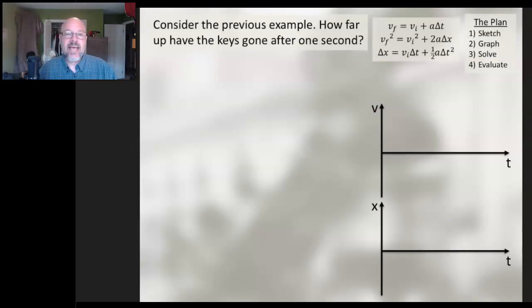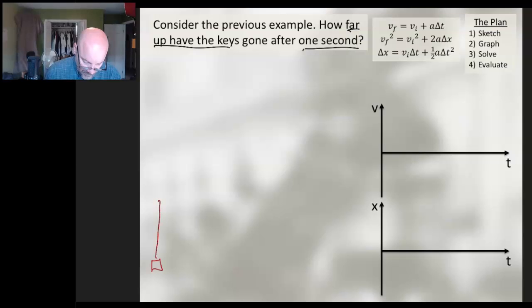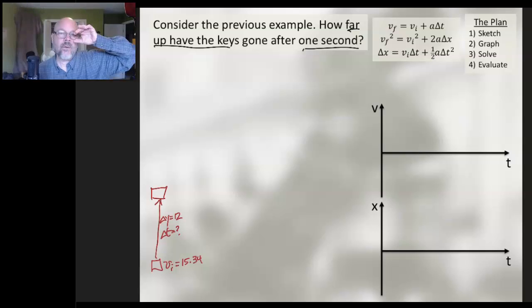Okay, so same scenario, but what we're going to ask is how far up have the keys gone after 1 second? Okay, so I need to make my drawing again here. All right, we're coming up here. I know that delta y is 12, delta t we don't know. We do know our initial speed now is 15.3, and I'm going to say 15.34 just so I have an extra digit to work with once I put it into my calculator.